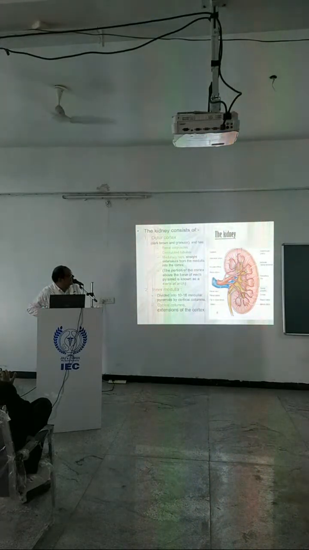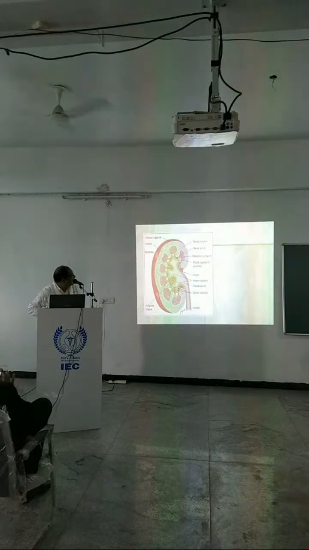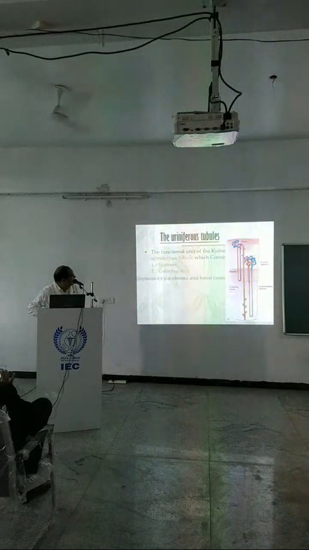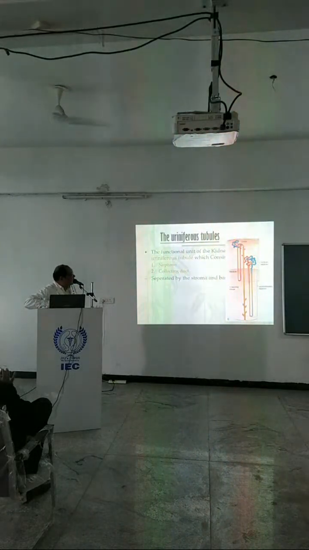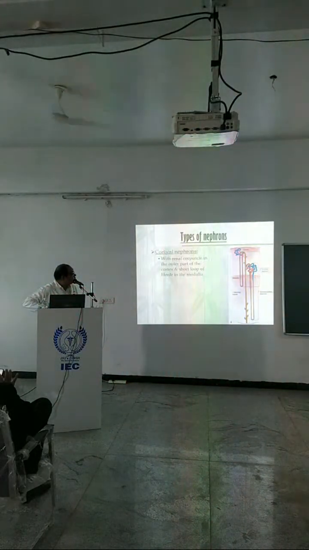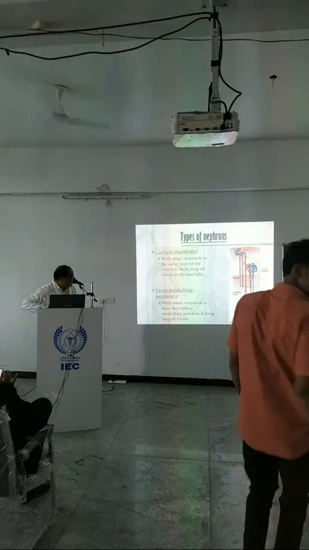Now, we have already seen the macroscopic structures, but some microscopic structures are the convoluted tubules and medullary rays. The functional unit of a kidney is the uriniferous tubule, which consists of the nephron and the collecting duct. Cortical nephrons have the renal corpuscle in the outer part of the cortex and a short loop of Henle in the medulla. Juxtamedullary nephrons have renal corpuscles near the corticomedullary junction and a long loop of Henle.